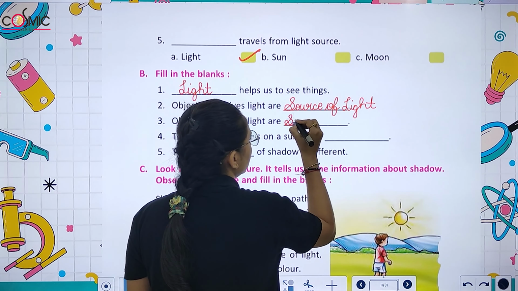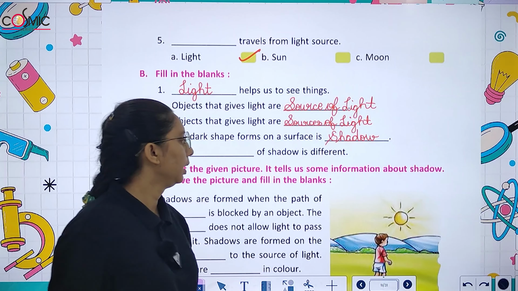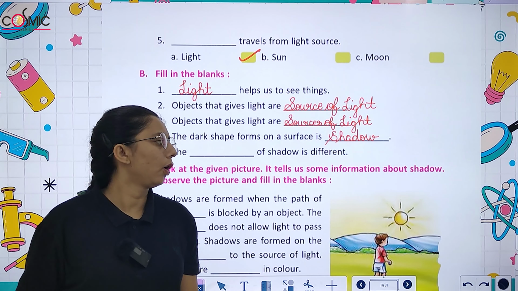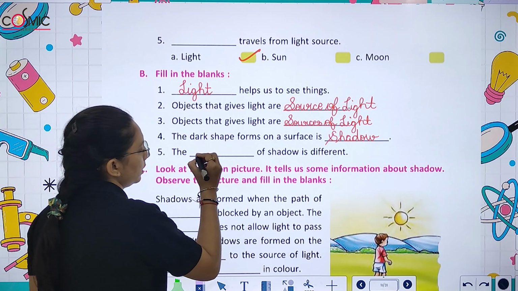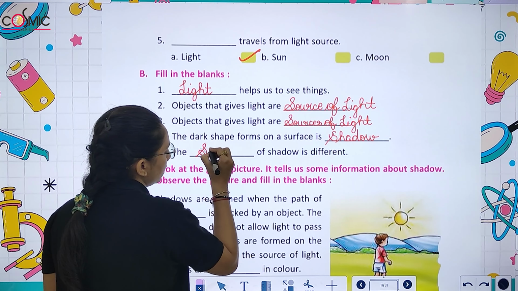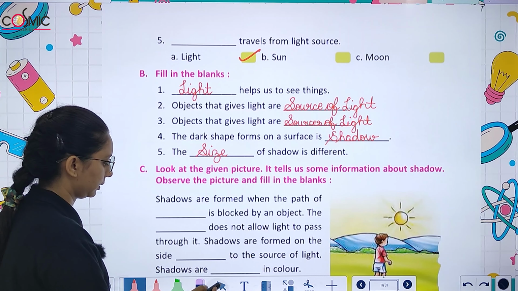The dark shape forms on the surfaces. डार्क शेप बनती है आपकी सरफेस पे, उसको क्या बोला जाता है, it is known as shadow. The dash of shadow is different size. Now look at the picture. It tells us the information about shadow. Observe the picture and fill in the blanks.